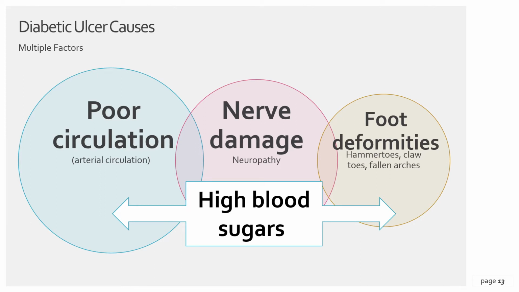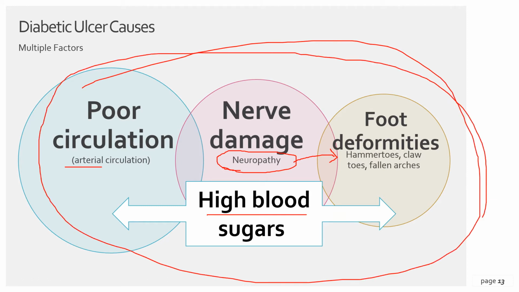Diabetic ulcers happen because of a multitude of reasons, all combined together. Poor circulation, usually arterial, but also venous sometimes, plus nerve damage, also known as neuropathy. And then neuropathy often causes foot deformities like hammer toes and fallen arches. So all of these things combined with high blood sugars, and you've got the perfect storm for creating diabetic ulcers and then making them very difficult to heal.